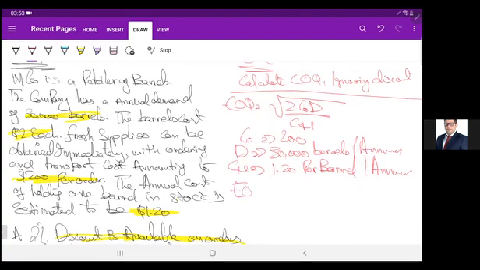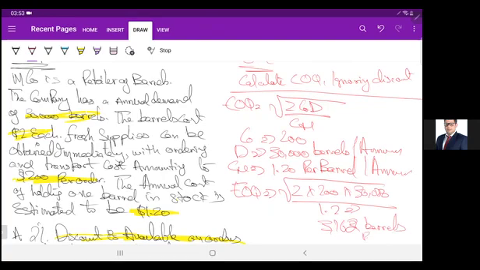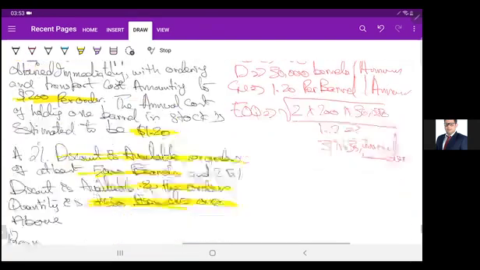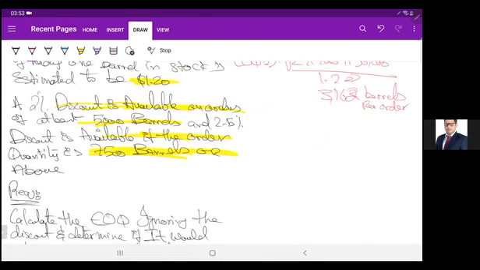EOQ is 2 multiplied by 200 multiplied by 30,000 divided by 1.2, and it is 3,162 barrels per order is the answer as per the EOQ. Now, what we will do, as this is below the level for discounts, we have to calculate annual inventory cost.